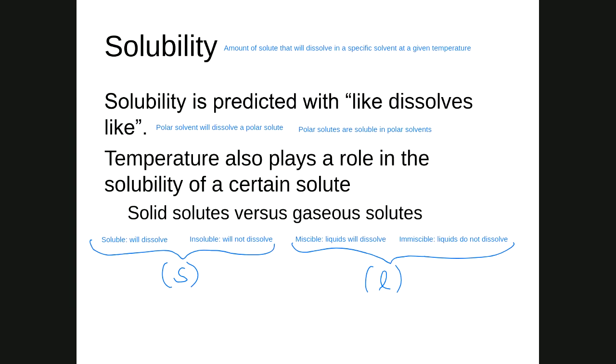Now, how can we determine, besides just looking at the polarity of a substance, how soluble it will be? What we can also do is take a look at the temperature for solids versus gases going into solution. So for solids, we see that the solubility increases as temperature increases.